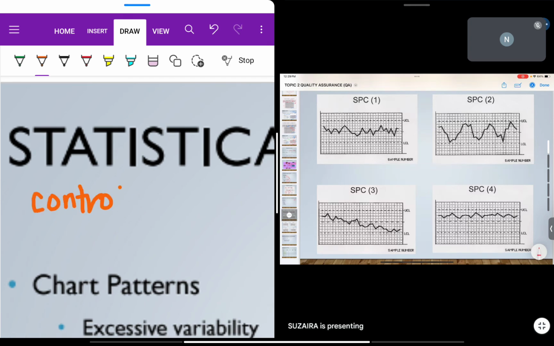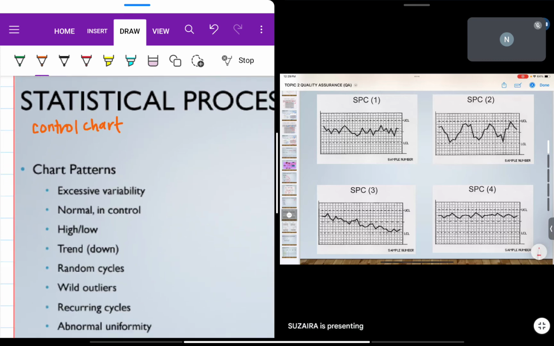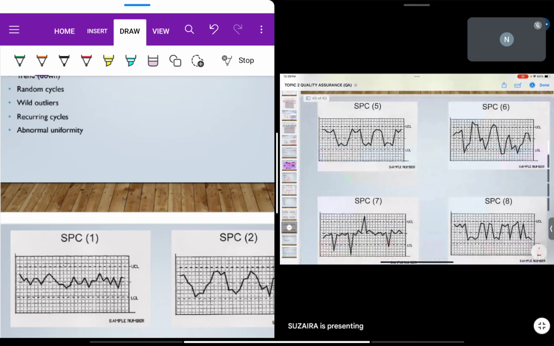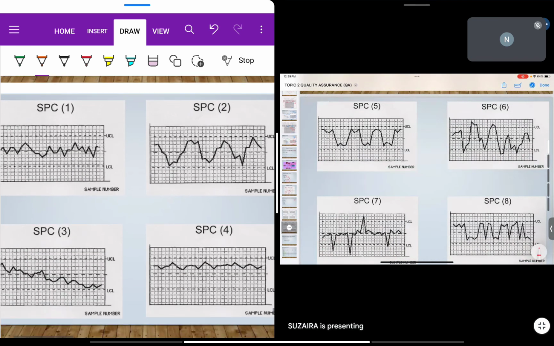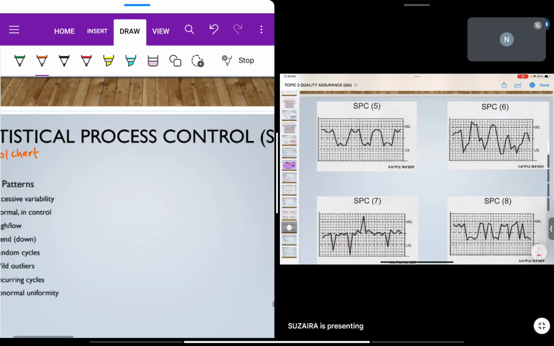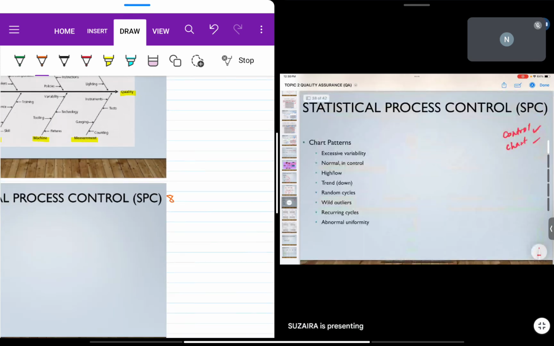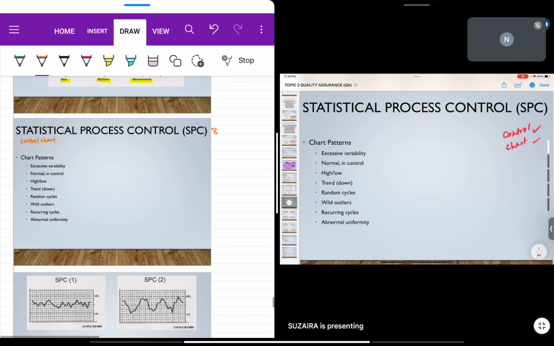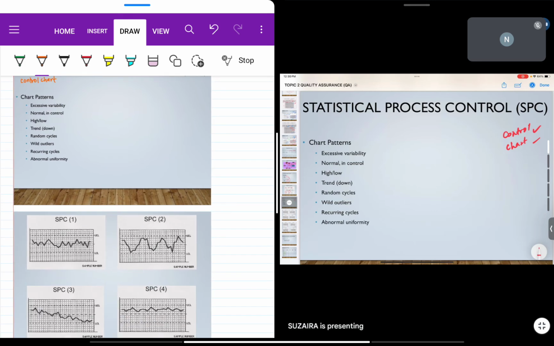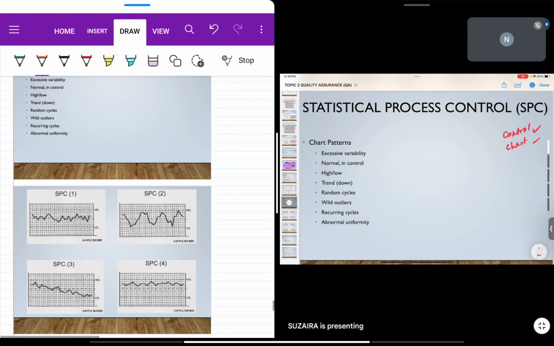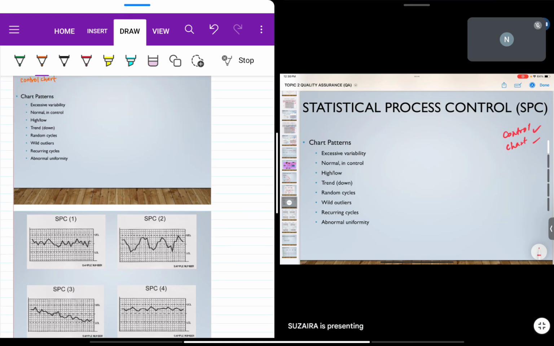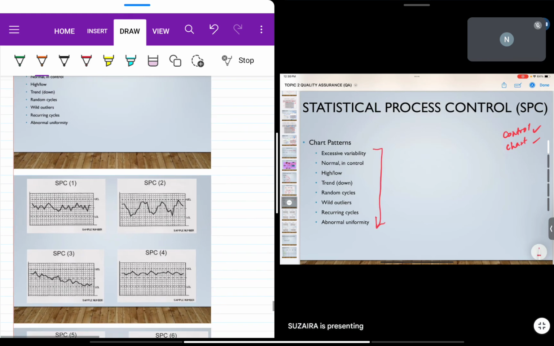that the common one, like this one and this one. Okay, we have like 8 types of control chart. This is more towards a trend. Okay, this is a common one. Like you have excessive variables, you have a normal, high, trend, random cycle, wild outliers, recurring cycles, and abnormal uniformity. So for example, this one is more to suit the one that would be here.